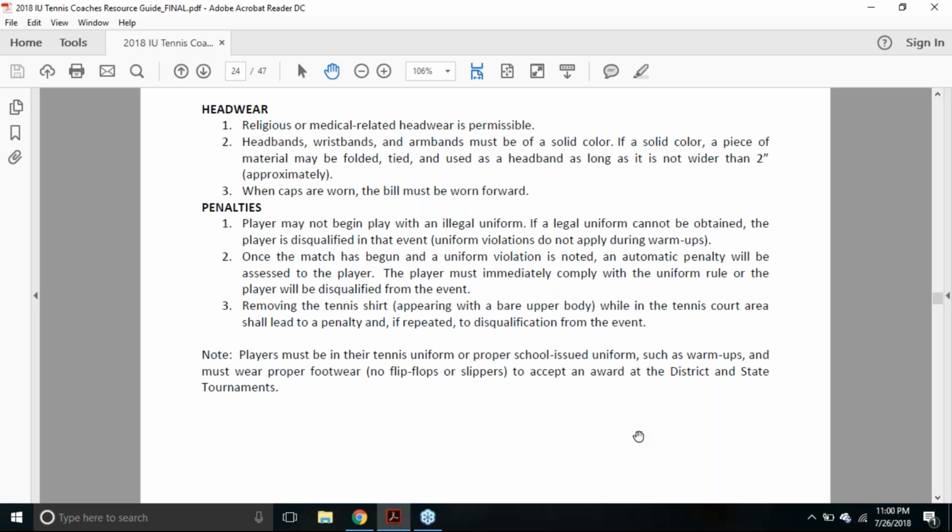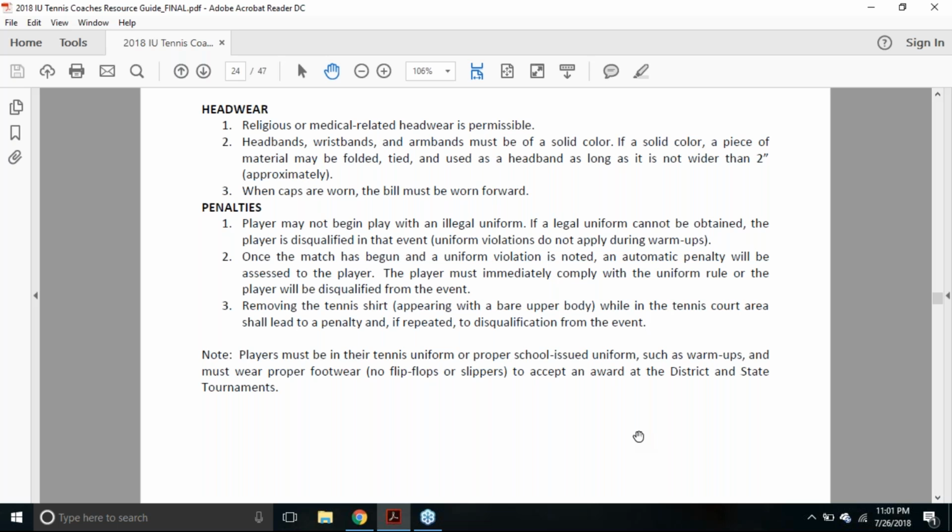There are penalties. A player will not begin play with an illegal uniform. If a legal uniform cannot be obtained, the player is disqualified in that event. Uniform violations do not apply during warm-ups. Once the match has begun and a uniform violation is noted, an automatic penalty will be assessed to the player. The player must immediately comply with the uniform rule or the player will be disqualified from the event.